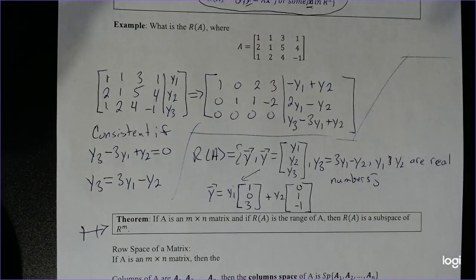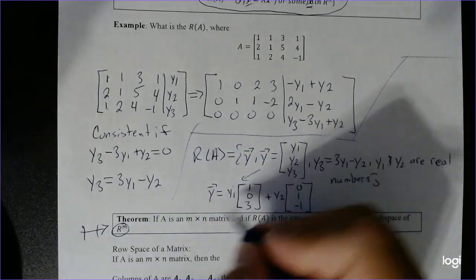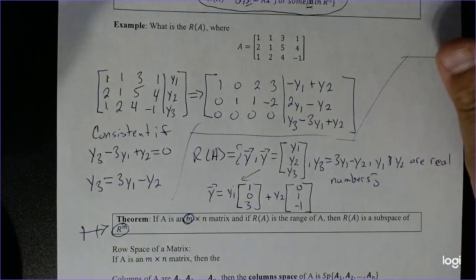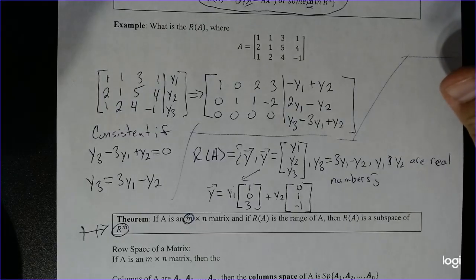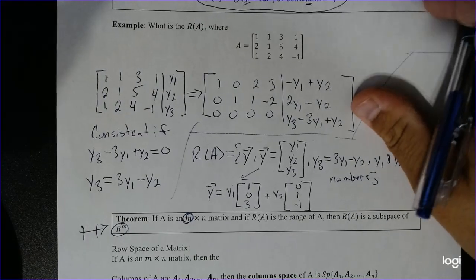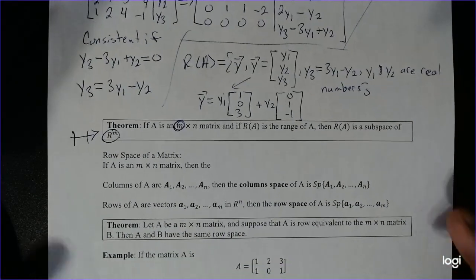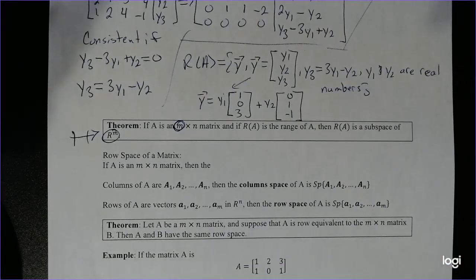So if A is an m by n matrix, and if R of A is the range of A, then the range of A is a subspace of Rm. Again, notice Rm, not Rn, Rm. Now, the last type of subspace we're going to talk about is a bit of a tricky one. It's kind of weird. It's kind of off. Before we get there, just talk about something called the row space of a matrix.